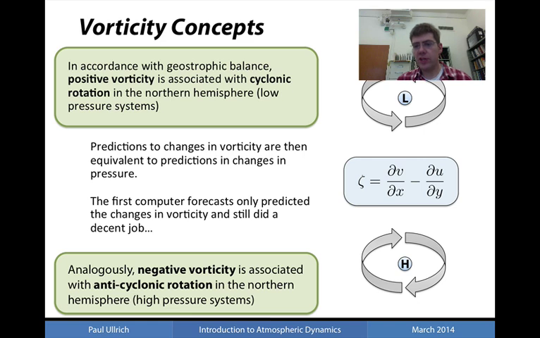Predictions of changes in vorticity are closely associated with predictions in the changes of pressure in the atmosphere, or analogously, predictions of changes in geopotential height. In fact, the first computer forecasts only predicted changes in vorticity, and using changes in vorticity, they diagnosed changes in pressure. Even with this simplified forecasting system, these computer models were still able to do a decent job of actually modeling the atmosphere. Analogously, negative vorticity is associated with anticyclonic rotation. That is the type of rotation you would normally see about a high pressure system in the northern hemisphere.